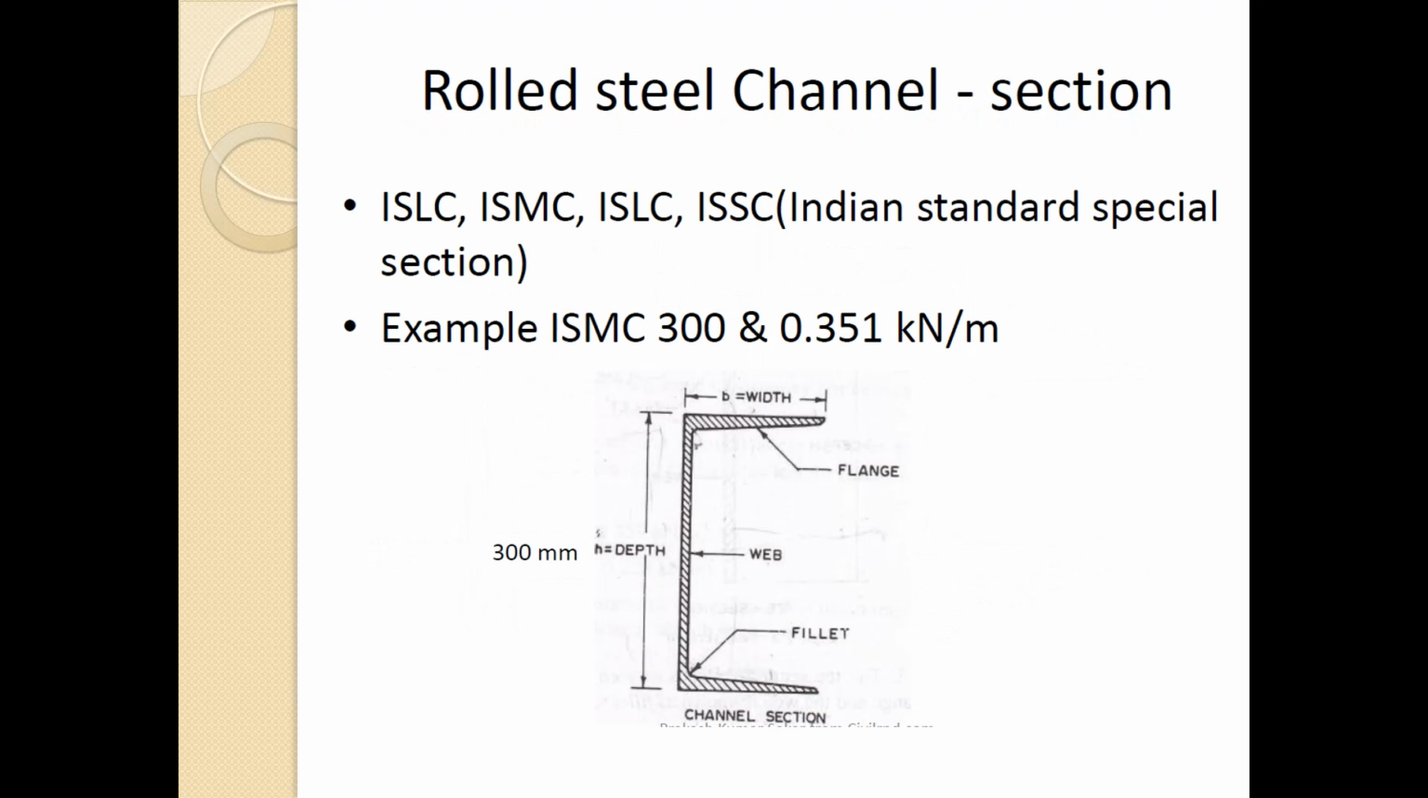So again there is a naming like ISLC, ISMC and ISSC, that is light channel, medium channel and special sections. So here you can see the example of ISMC. Basically 300 represents the depth of the section, B is width, and again 0.351 is the weight of that channel per meter.